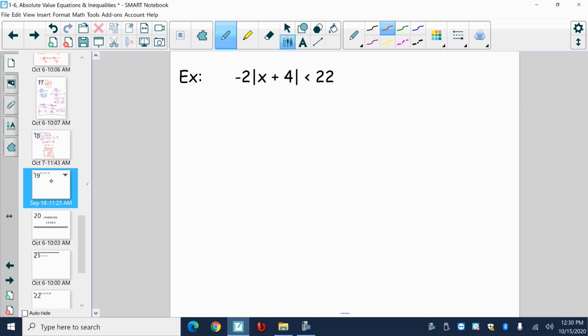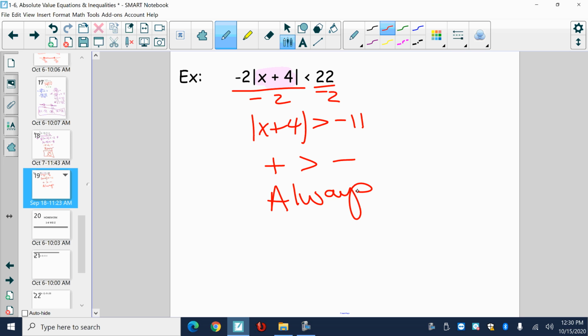Let's keep going. Here we go. Same thing. I'm going to isolate this. So if I isolate this, that means I'm going to divide both sides by negative 2. So I have the absolute value of x plus 4 now is greater than negative 11. When is a positive number greater than a negative number? Is it sometimes true? Is it always true, or is it never true? A positive is always greater than a negative. So since this is always a true statement, it does not matter what x is. X is always going to make this a true statement. So therefore, all real numbers.